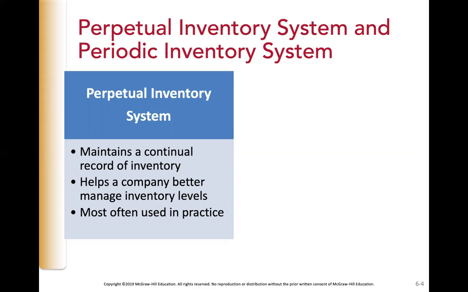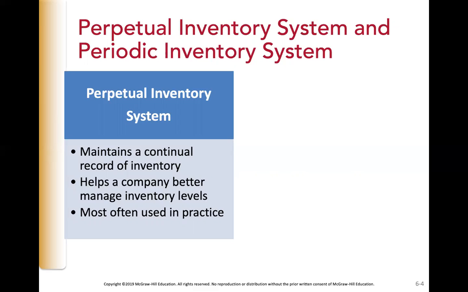So think about when you go shopping at, say, Old Navy, and you find the shirt that you really like, but they don't have it in your size. You go and ask an associate if they have that shirt in your size. They go to their computer and look it up to see. That is an example of a perpetual inventory system. Every purchase and every sale is recorded in the computer, so they're able to continuously see how many items they have on hand.